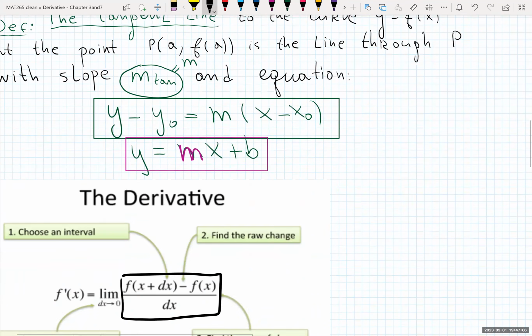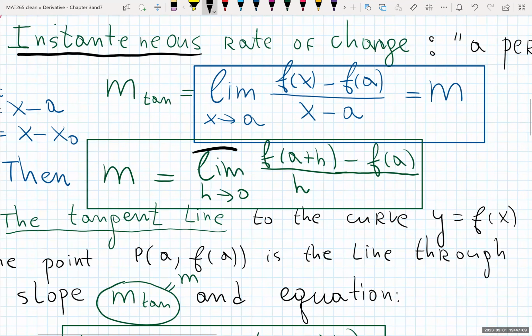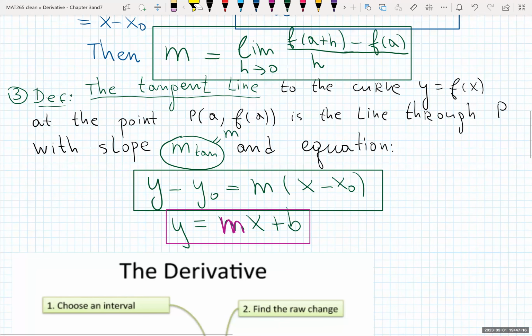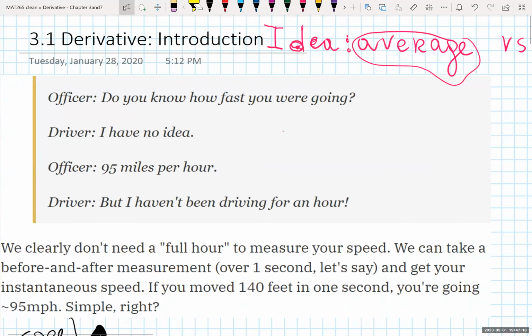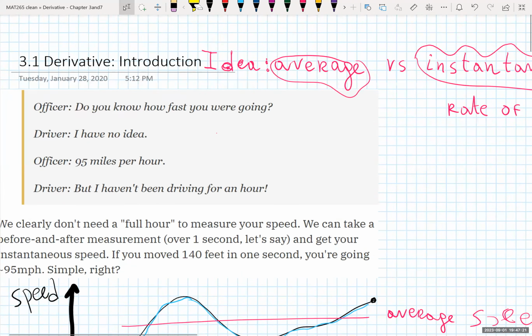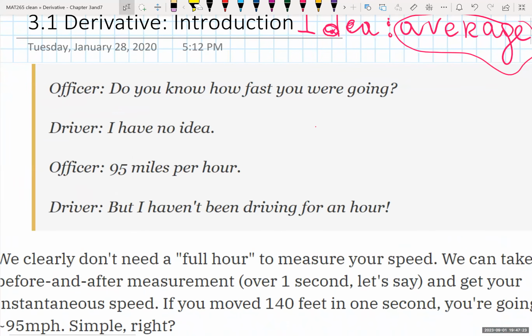Instant, at the moment. But what does it mean to be instant? Well, I want to shrink the time interval to nothing, to have instant change. There's a very cool phrase here. I start my class with it. It's average versus instantaneous rate of change. Average has no limit. Instantaneous has a limit. When you are driving a car, the officer stops you and asks, do you know how fast you were driving? And the driver says, I don't know. Well, of course you do, liar. Officer says, you're driving 95 miles per hour. And the driver asks, but I haven't been driving for an hour yet. How do you know that?